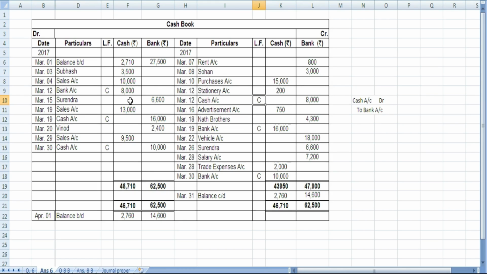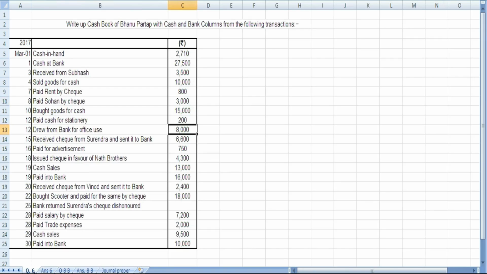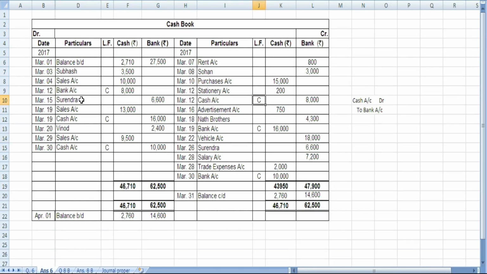Okay, next we have is received check from Surendra and sent it to bank. So Bhanu Pratap receives check from Surendra. So Surendra here is the giver, and since it is a check that is sent to the bank on the same day, we will write in the bank column 6,600.